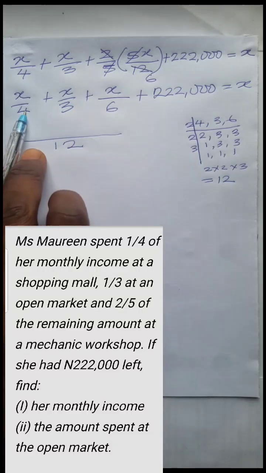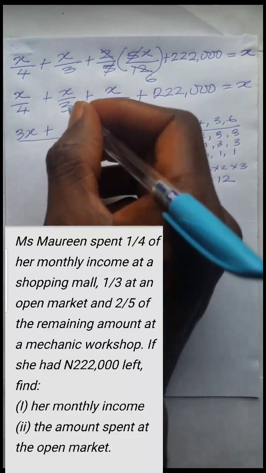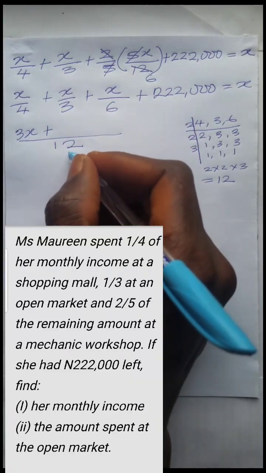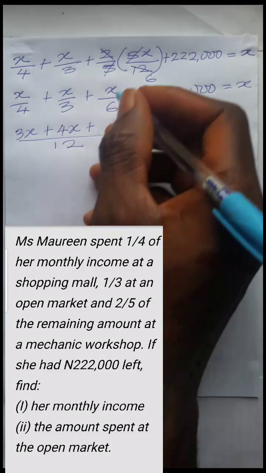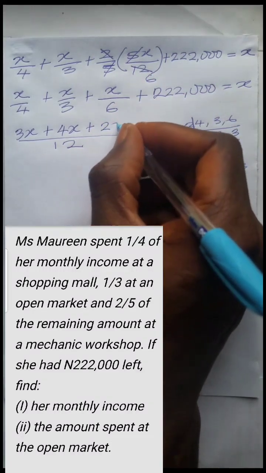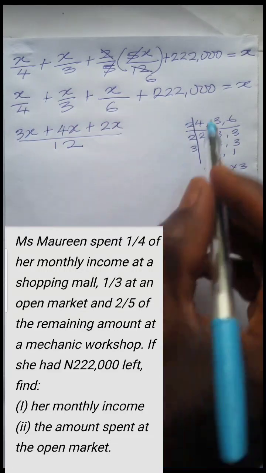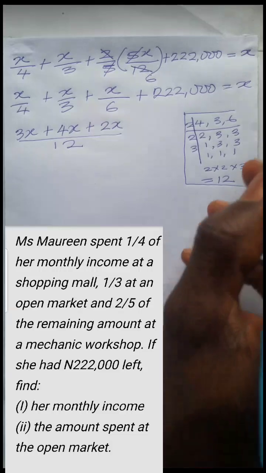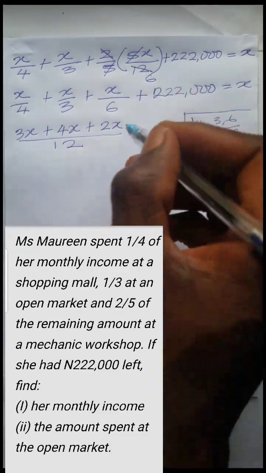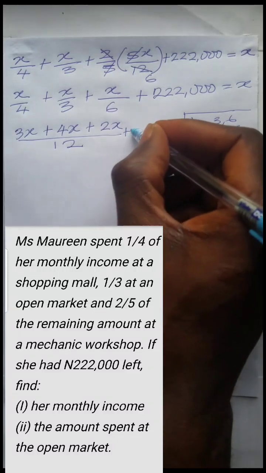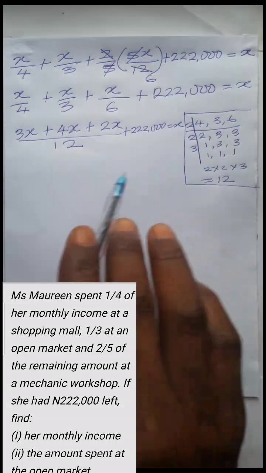Now 12 divided by 4 is 3. 3 times x is 3x. 3 into 12 is 4. 4 times x is 4x. 6 into 12 is 2. 2 times x is 2x. So we have this place here, okay? For the sake of this place, let's copy it down here. But if I can, I could still do plus 2,222,000 is equal to x. I hope you see that clearly.